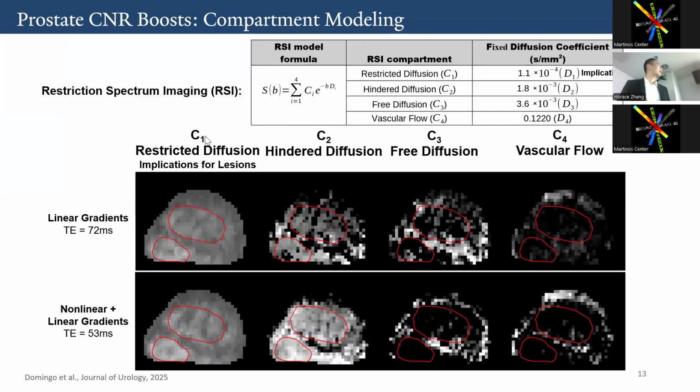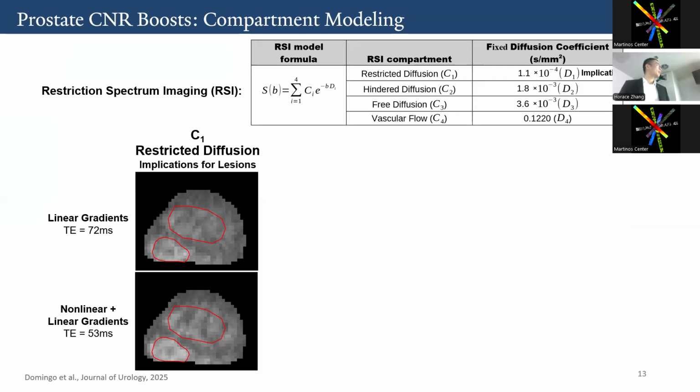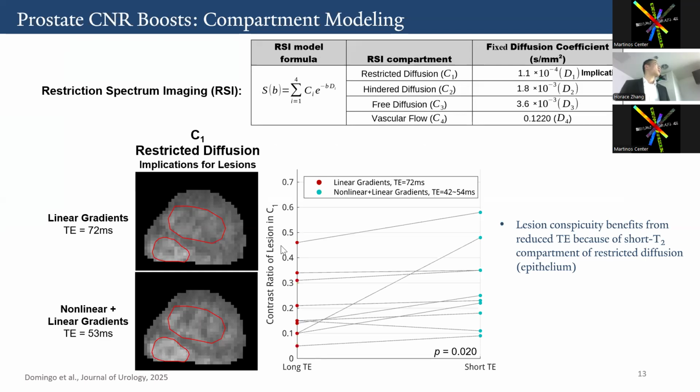So this is the comparison of C1 all the way to C4 maps for long TE DWI and short TE DWI. You can see that the restricted diffusion and hindered diffusion are highlighted by the short TE. Since C1 is the hallmark that is acknowledged as indicating lesions, we look into the C1 map and draw the contrast ratio boost of the lesion in the C1 map. You can see that they do have a consistent improvement. And so we can say that the lesion conspicuity benefits from reduced TE because of the short T2 compartment of restricted diffusion.